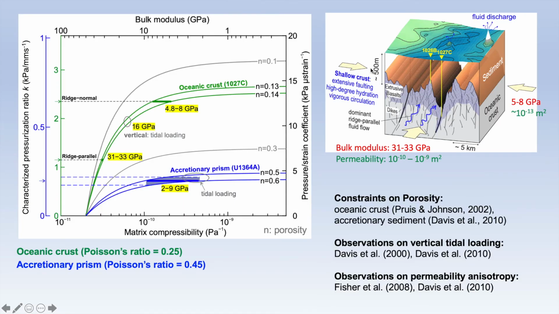With other physical properties of the crust being well determined, we can use the observed direction-dependent pressurization to infer the effective bulk modulus of the rock in different directions. We report a large contrast in the effective bulk modulus by a factor of 5 between the ridge parallel and the ridge normal directions, indicating dense fracturing of the shallow oceanic crust, which is also consistent with the previously determined large hydraulic anisotropy in the same area.